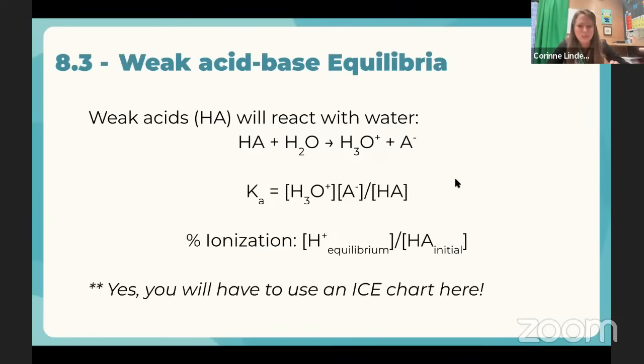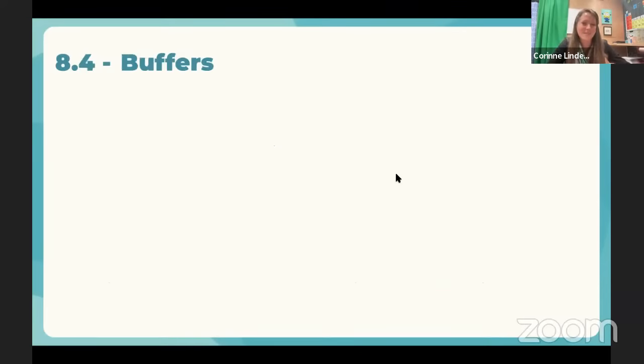And yes, you have to use an ICE chart with this. Those ICE charts are definitely valuable. So keep those in mind tomorrow.